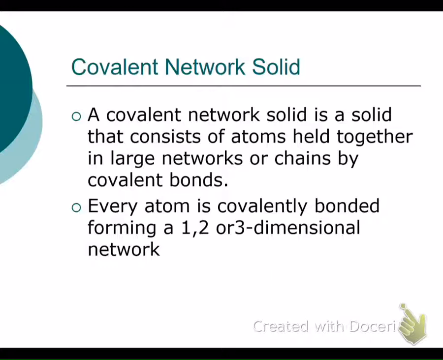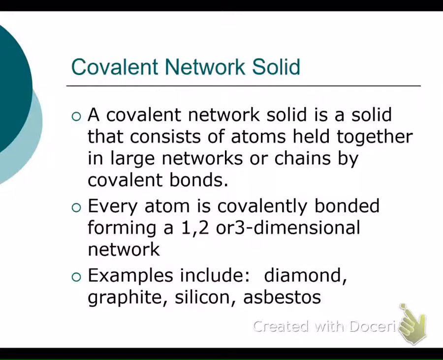And it's allowed to go into extra dimensions, usually 3-dimensional. You can make some 2-dimensional, but usually the real distinction here is 3-dimensional. Graphite is a definite example of one that does a 2-dimensional network, and I'll show you a picture of it. But here are some examples. Diamond, graphite, silicon, asbestos are all covalent network.